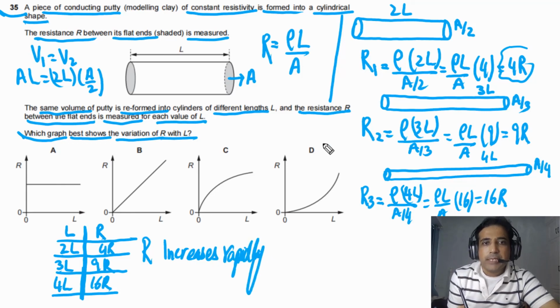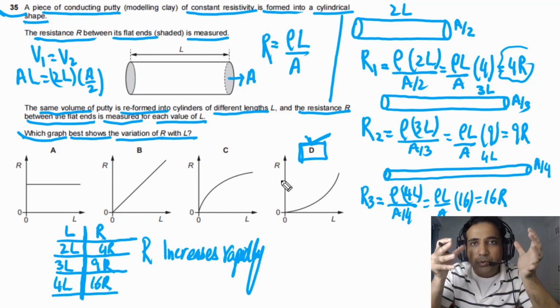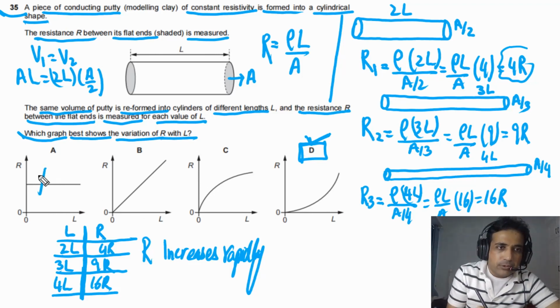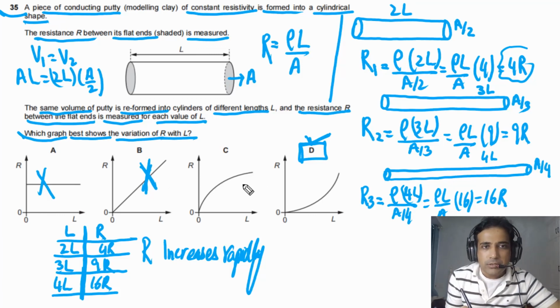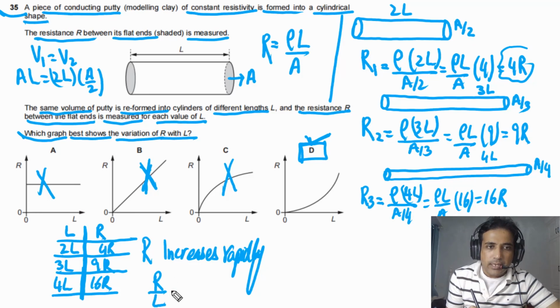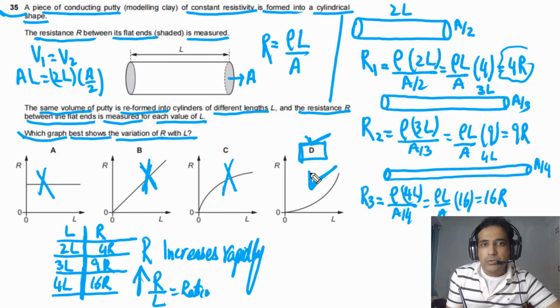So the best possible answer for this question is D. So this is increasing rapidly. So the answer is D for this question. So this is how you can approach this problem. A is not possible. It means resistance is constant. B is also telling us they increase by a constant ratio. The ratio between R and L remains constant, so this is also not possible. This one is telling us the ratio between R and L is decreasing, so this is also not possible. Actually, the ratio between R and L is increasing. So this is the only possible answer.